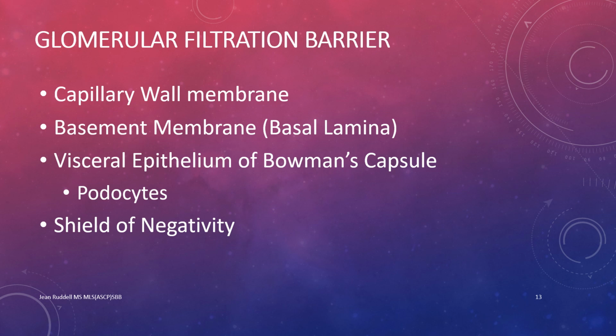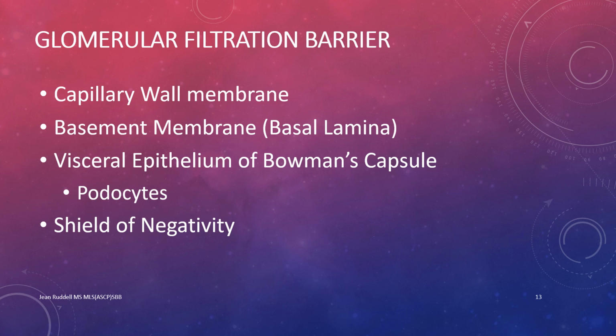The glomerular filtration barrier is made up of the capillary wall membrane, the basement membrane or basal lamina, and the visceral epithelium of the Bowman's capsule. The capillary walls are fenestrated and allow small molecules to move through, but prevent larger molecules and cells from passing through them. Cells called podocytes on the inner layer of the Bowman's capsule cover some of the fenestrations, further preventing larger substances from passing through into the filtrate.